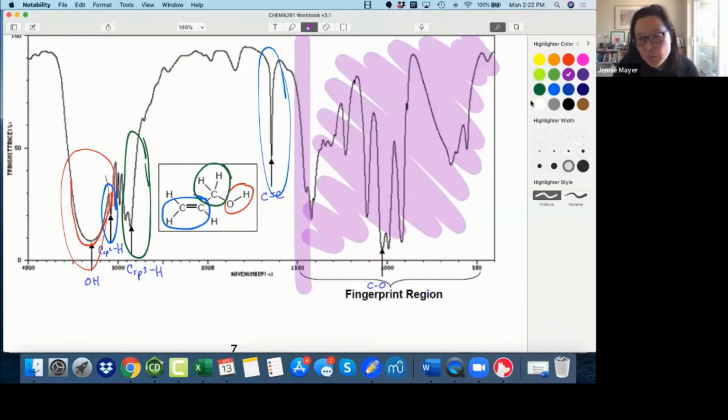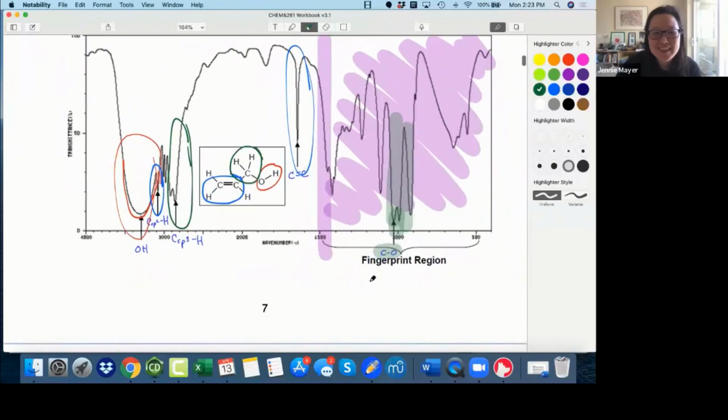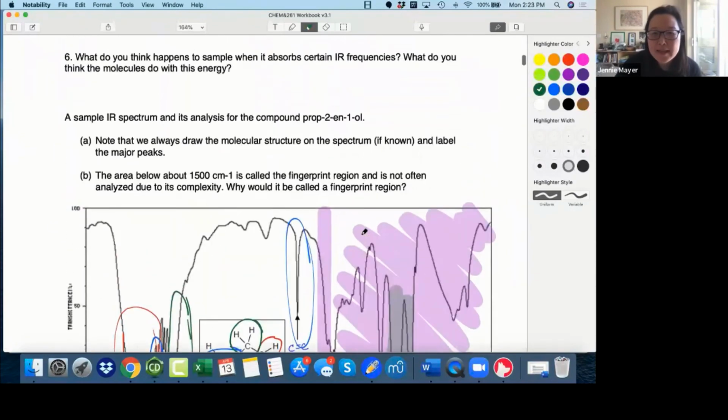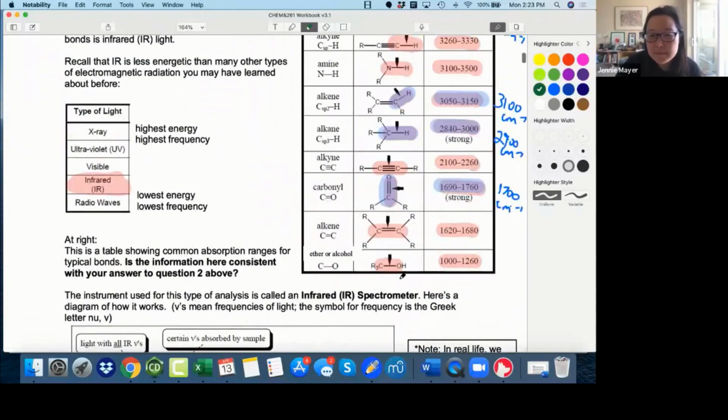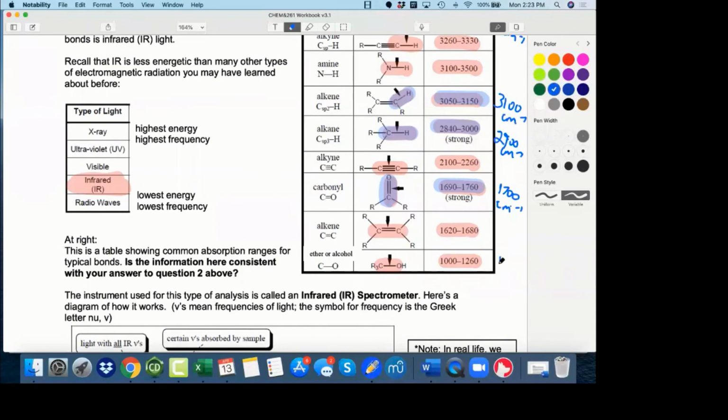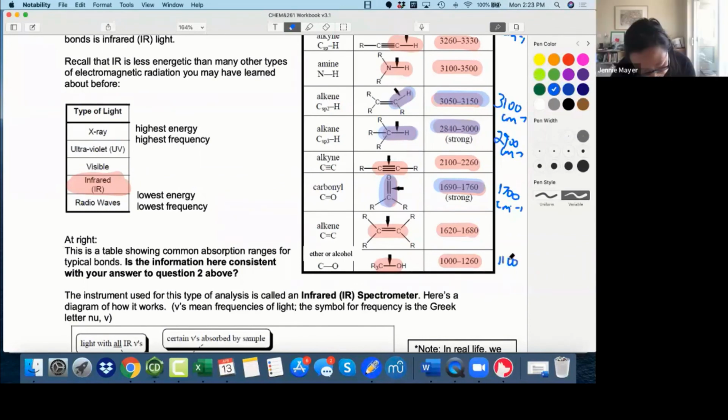But there is one peak in the fingerprint that is sometimes useful, and you can see it right here at 1,100. That is the CO bond. It can sometimes be useful to try to find that, but it's usually very messy down there, so I usually don't want to deal with it. But that 1,100 is on the bottom right here. It is sometimes useful for ethers or alcohols if you don't have anything else to go by.